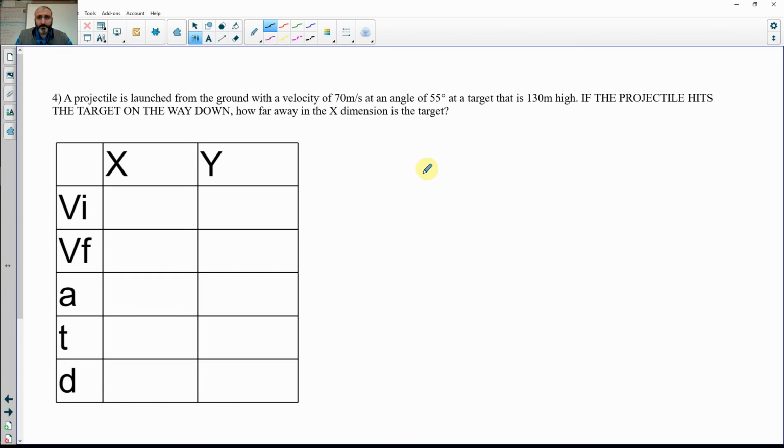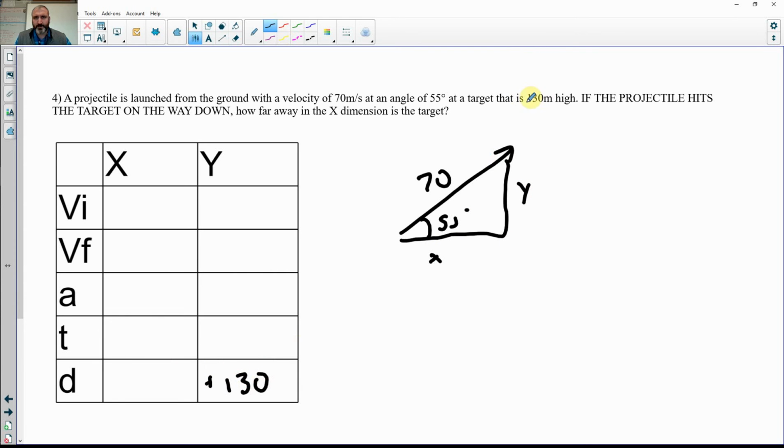So we're going to go again with 70 meters per second at an angle of 55 degrees above the horizontal. X and Y. And the rub here again is positive 130, so it hits 130 meters high. Final velocity is going to be negative. That's 0. That's negative 9.8. This is going to be 70 cosine 55. This is going to be 70 sine 55.